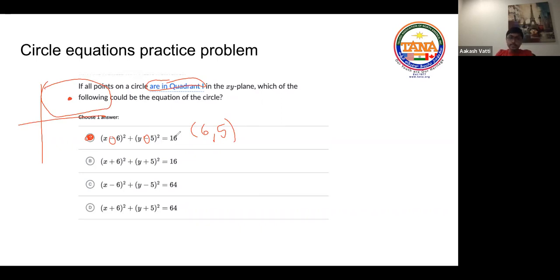And the radius is 4, because the square root of 16 is 4. So r equals 4. And when you go 4 down, you're still within the first quadrant. So therefore, the answer is A. Any questions? No? Right.